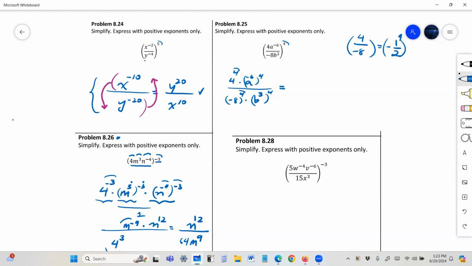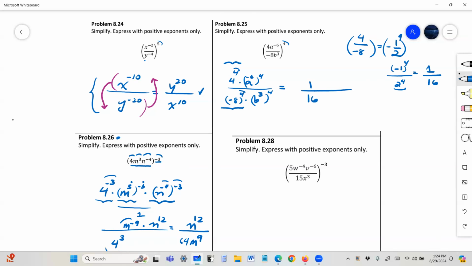Now, negative 1/2 to the 4th would be negative 1 to the 4th divided by 2 to the 4th. Well, negative 1 to the 4th is negative 1 times negative 1 times negative 1 times negative 1, which is just 1. And 2 to the 4th is 2 times 2 times 2 times 2, 4 times, which is 16. Okay. So I took care of these two numbers already. So I'm going to write them here, 1 and 16.